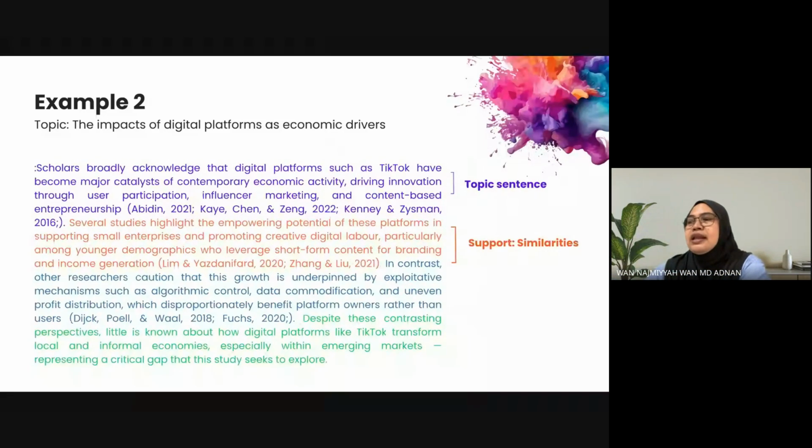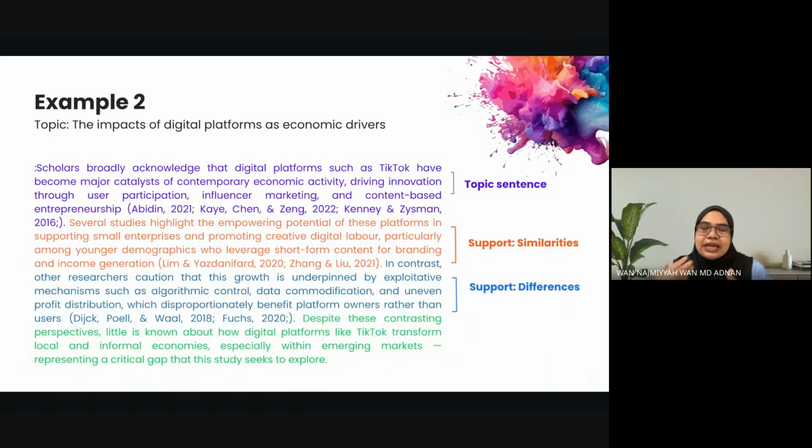Okay, and then the next part, the support is in terms of the differences. In contrast, use the word in contrast. However, nevertheless, okay, those are transition words that you can use to show arguments. So in contrast, other researchers caution that this growth is underpinned by exploitative mechanisms such as algorithmic control, data commodification, and unequal profit distribution. All those things. So this is like the synthesization of another thing.